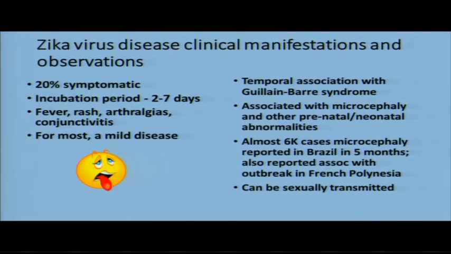Zika virus manifestations and observations. Like dengue, a small number of people who are infected become symptomatic, about 20-25% of people. Incubation period short, fever, rash, arthralgia, some conjunctivitis. For the most part, it was a mild disease.